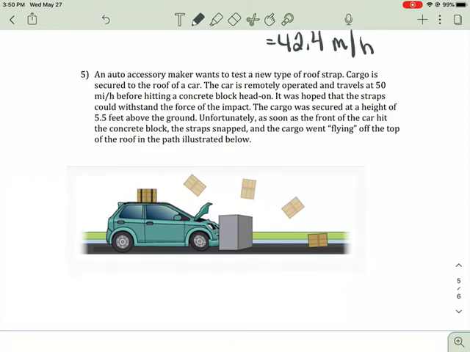All right, so now we have this auto accessory maker that wants to test a new type of roof strap. In other words, if you're driving down the highway and somebody has a mattress strapped to the roof. The cargo is secured to the roof of the car, and the car is remotely operated. So they're going to test this, and it's traveled at 50 miles per hour before hitting a concrete block head on. It was hoped that the straps could withstand the force of the impact. The cargo was secure at the height of 5.5 feet above the ground. Unfortunately, as soon as the front of the car hit the concrete block, the strap snapped, and the cargo went flying over the top of the roof, as illustrated in the path.